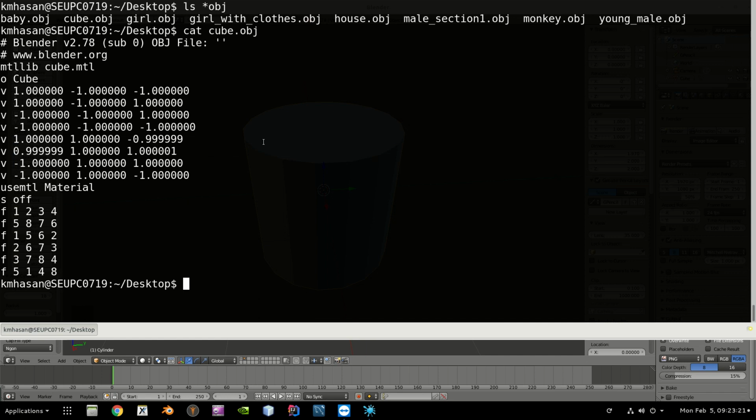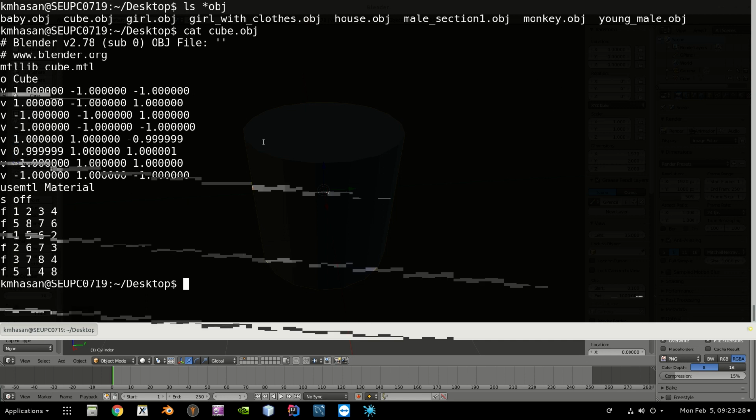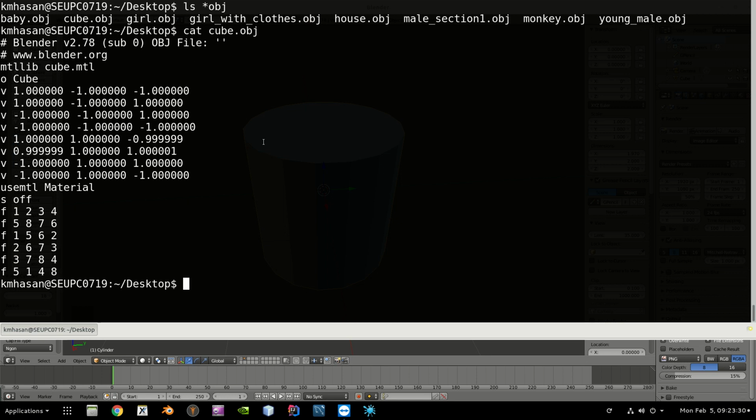So this particular line, F 1, 2, 3, 4, what does it mean? It means that it's talking about a face, and to form this face, you're going to use 4 vertices. Which 4 vertices? Vertex 1, vertex 2, vertex 3, and vertex 4. Which one's vertex 1? The first one. So all these lines, they're all V's, right? But this is vertex 1, this is vertex 2, this is vertex 3, and so on.